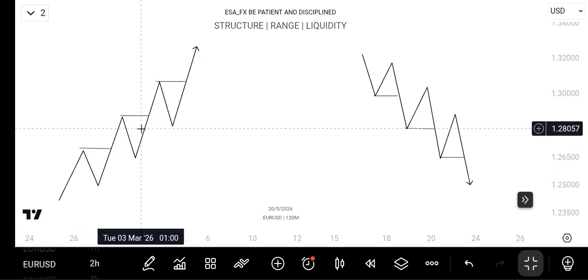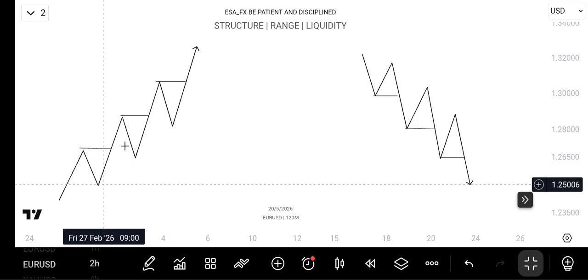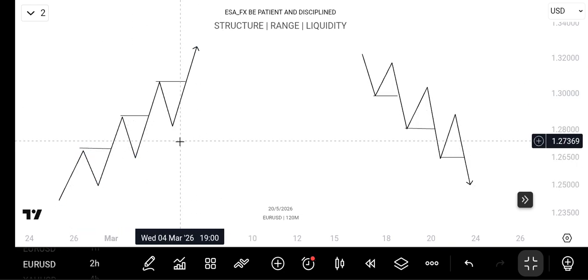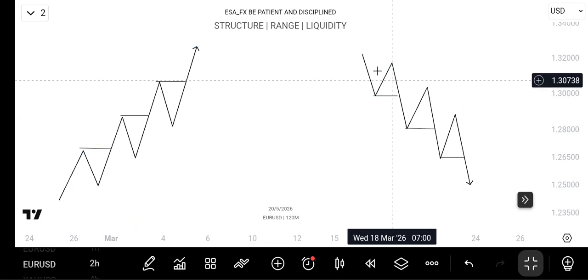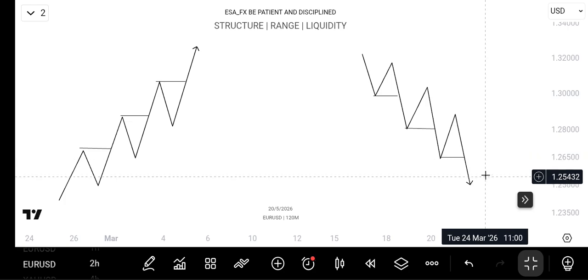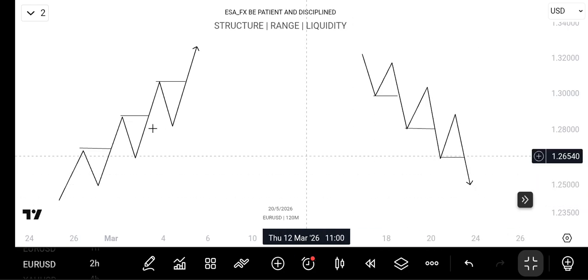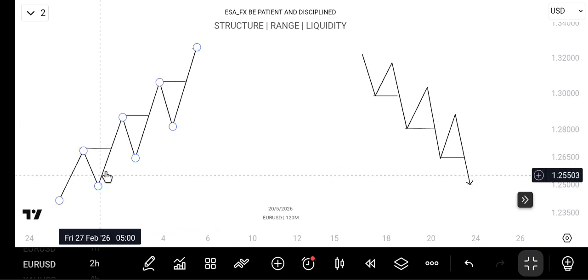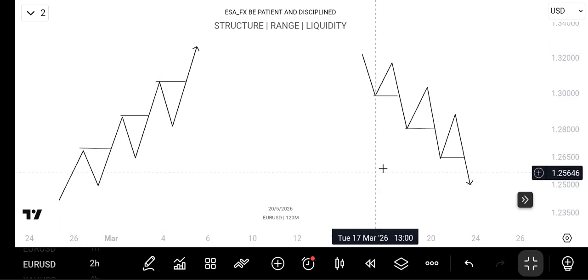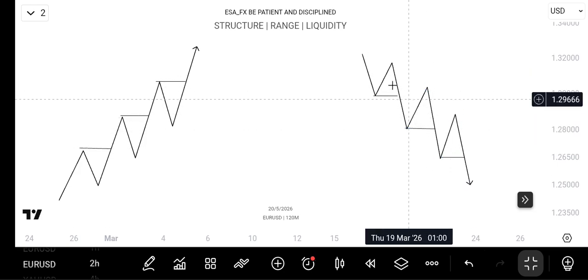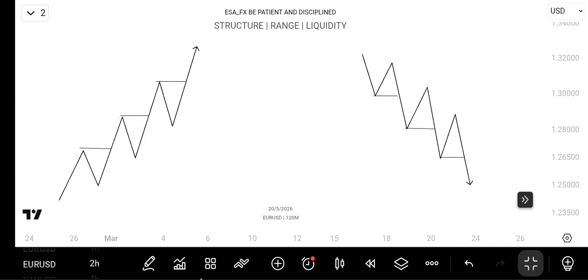So to me, it's just price breaking structure to the upside continuously, which is the bullish movement, price moving to the upside, uptrend. Then the bearish movement, price moving to the downside, price keeps breaking structure to the downside. In a bullish movement, we tend to look for buys, looking to buy price to the upside. And in a bearish movement, we tend to look for sells, looking to sell price to the downside.